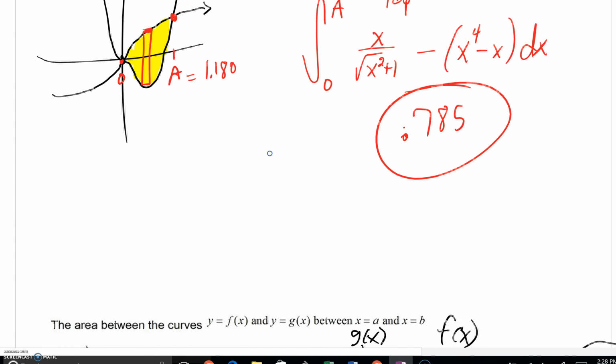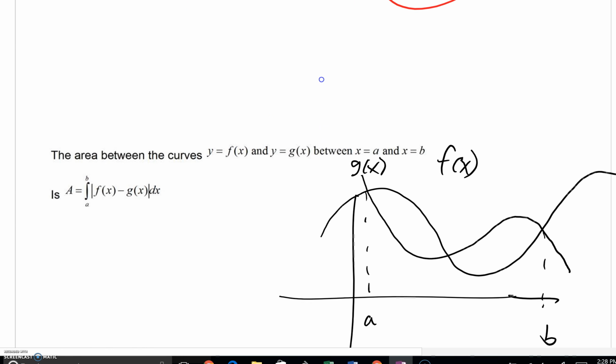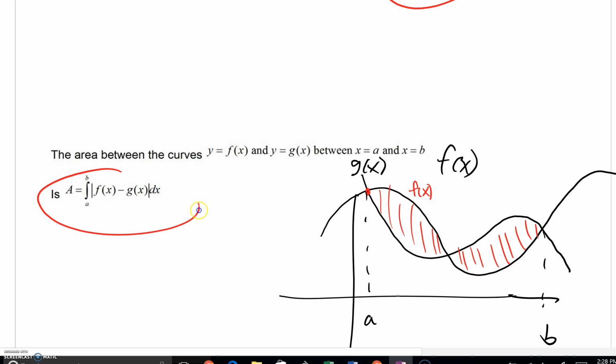Okay, one last thing to take a look at. The area between curves, especially if they cross each other multiple times. Look at F and G, and you can say, wow, we've got this bounded area. How in the world can we deal with this if we've got multiple intersections? If you have a calculator, the answer would be just integrate the absolute value of F minus G, and that would work out very nicely.